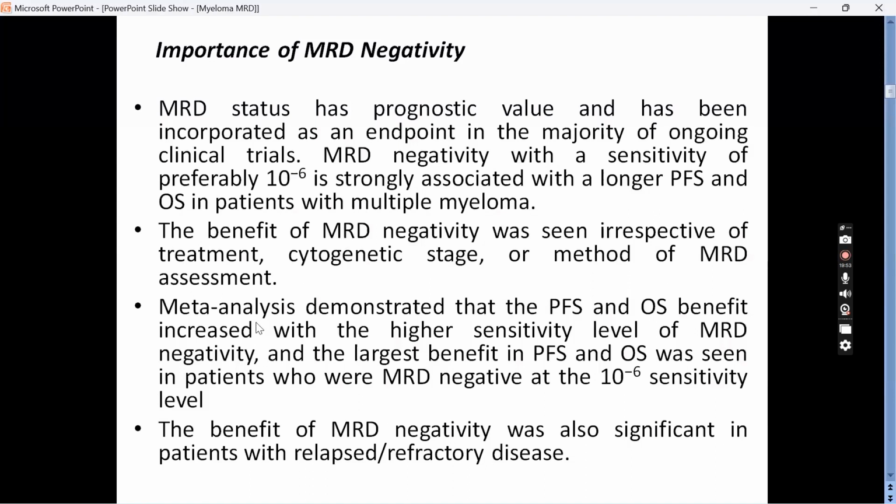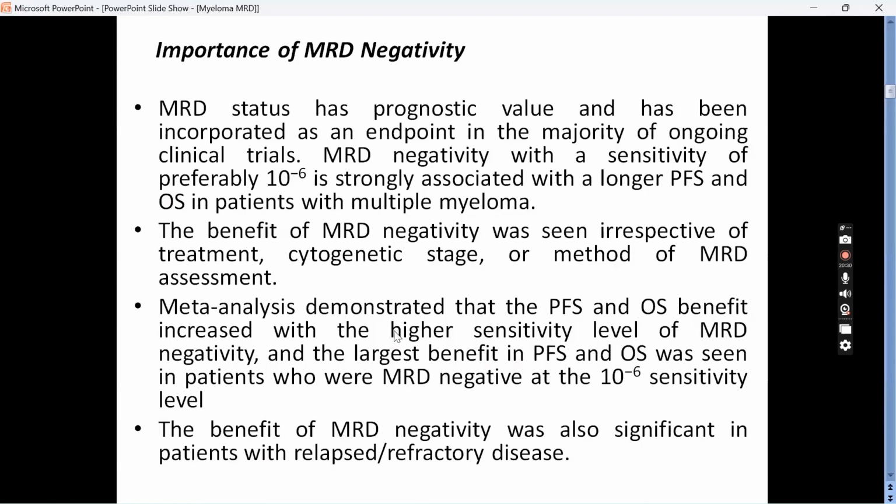Now, a meta-analysis demonstrated that progression-free survival and overall survival benefit increased with higher sensitivity level. This is very important. Say, for example, I claim that I'm doing a myeloma MRD, and someone asks me how many events I acquire. I'll talk about this later, but just to give a glimpse: if I say I'm analyzing 1 million events, that is not the depth of MRD that has to be seen in myeloma.